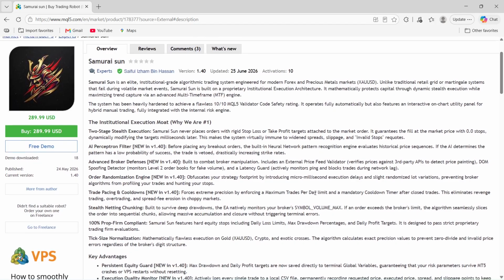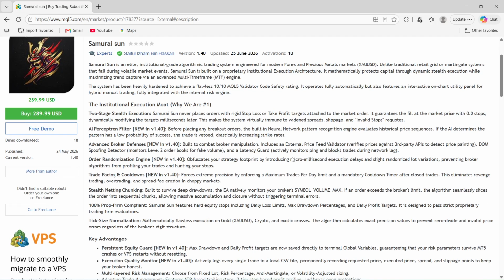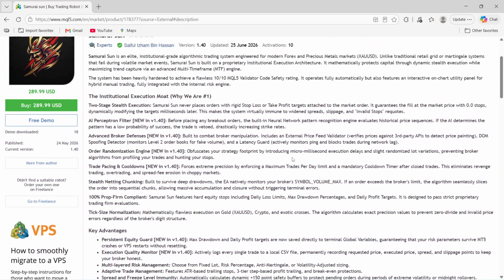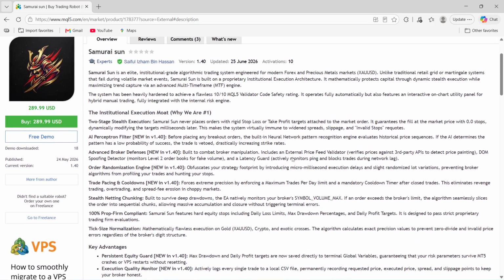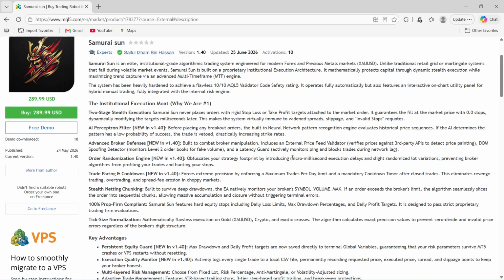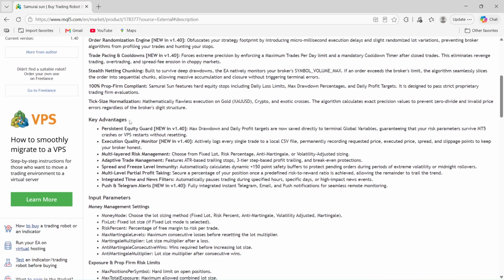So as you can see, it looks kind of like the EA is more focused on advanced protection than actually taking trades. The developer keeps on hitting on the fact that it has advanced protections and different layers of risk management to help protect your accounts. So we can take a look at some of the key advantages here.